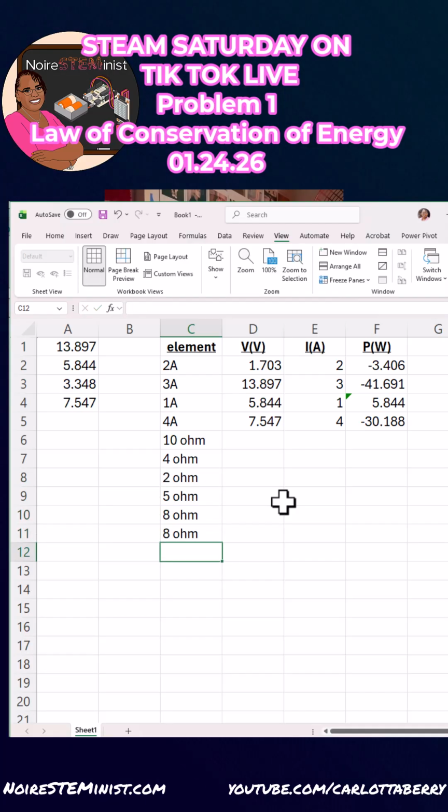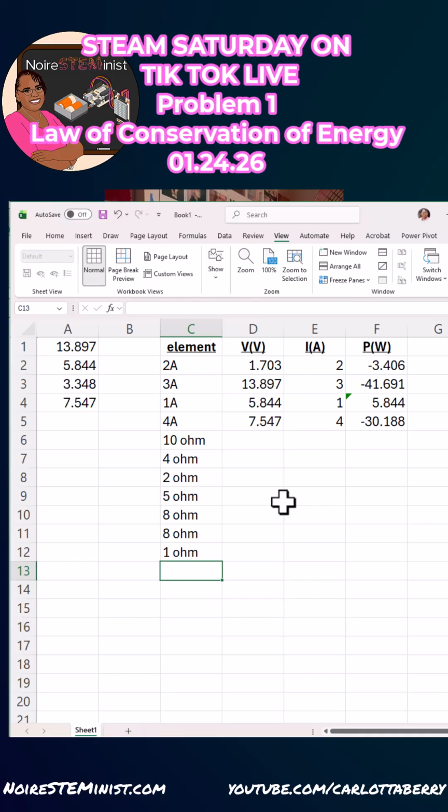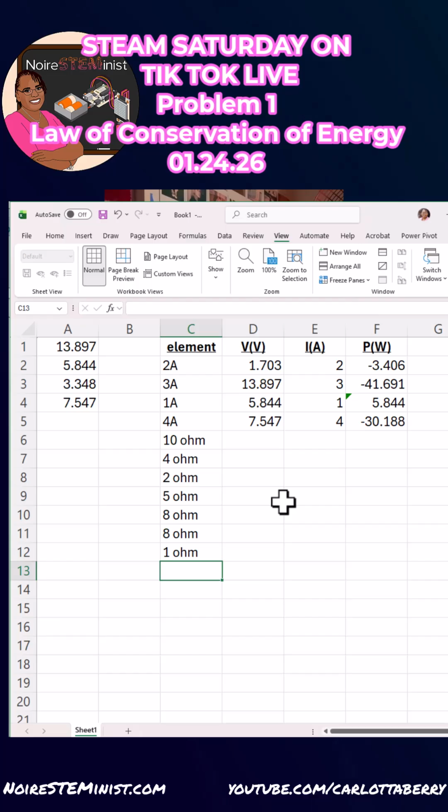So now we're going to list all the resistors: 10 ohms, 4 ohms, 2 ohms, 5 ohms, 8 ohms, and 1 ohm. And we're going to use the node voltages to find the voltages across the resistors, then find the current and the power. Resistors always drop voltage and absorb power. So we need to make sure they're all positive.